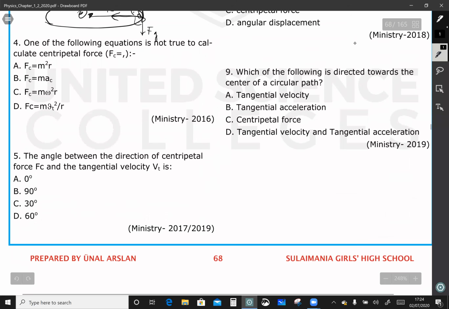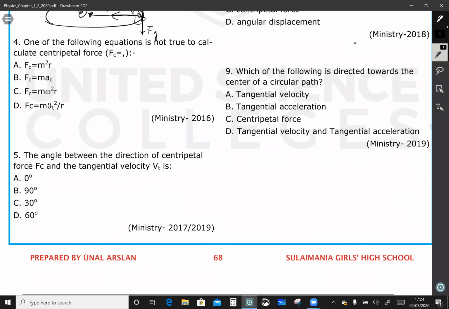One of the following equations is not true to calculate centripetal force. The first equation is not correct, but the second one is correct because, according to Newton's second law of motion, centripetal force must be equal to mass multiplied by acceleration. Here we inserted r omega squared instead of a_c. This is also correct. Here we inserted the equivalent of a_c, which is v_t squared over r, according to tangential speed. This is also correct. So the one which is incorrect is A.